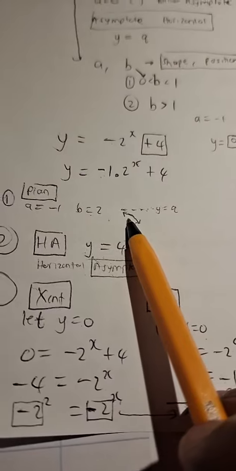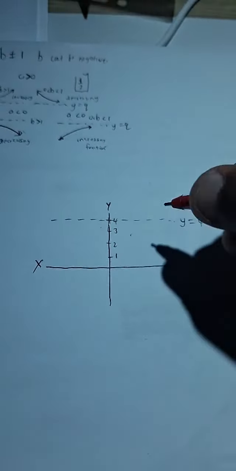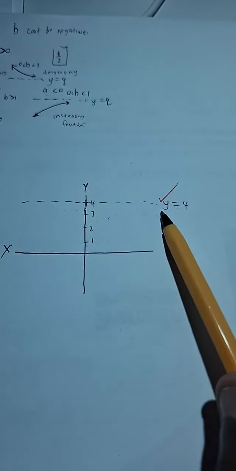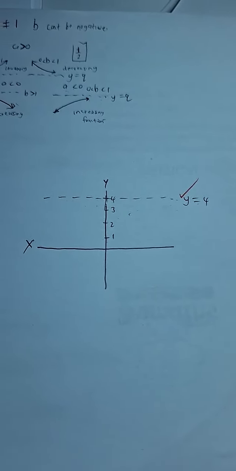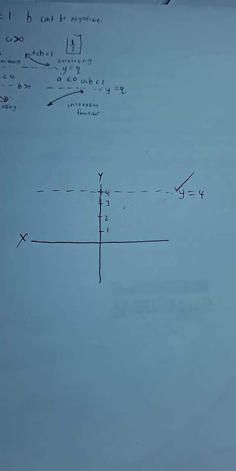So far we've drawn in our horizontal asymptote. Just by doing that, guys, you get a mark. You get a mark for drawing in your horizontal asymptote. That's why you start with it, and then you label it: y is equal to 4. Easy marks, right? Easy 1 mark, that one.